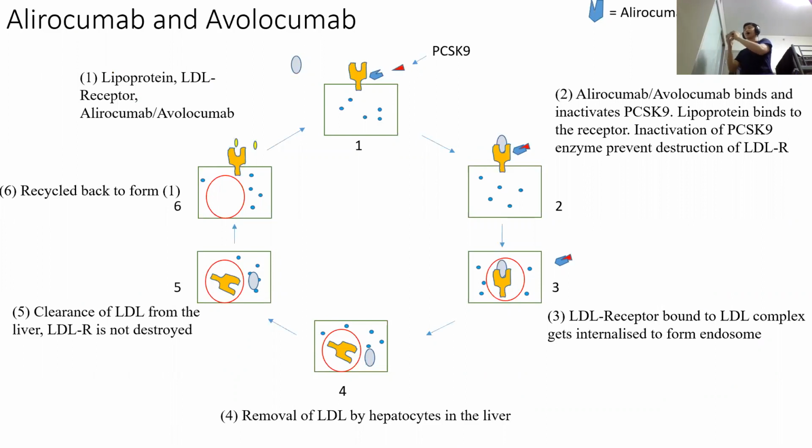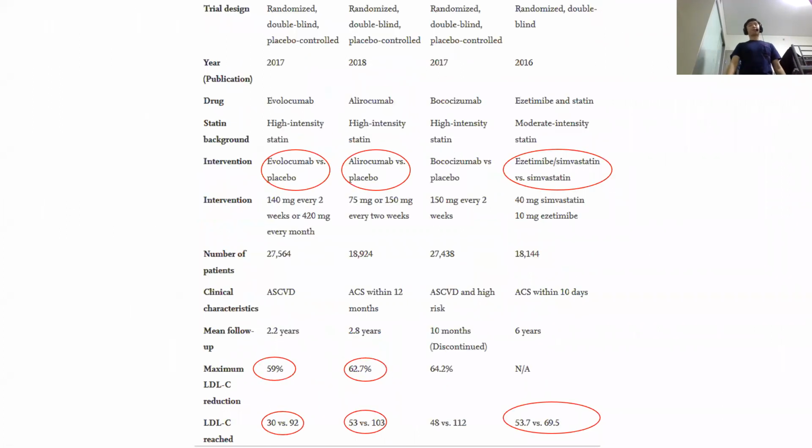It inactivates the PCSK9 enzyme, and the lipoprotein that floats around to the receptor will just get onto it, be internalized through the endosome, and the lipoprotein is released from the receptor into the cell. The lysosome will then attack it to break it down into smaller fragments of cholesterol, or if it's small enough, there'll be no fragments of cholesterol floating around the blood vessel or the blood.